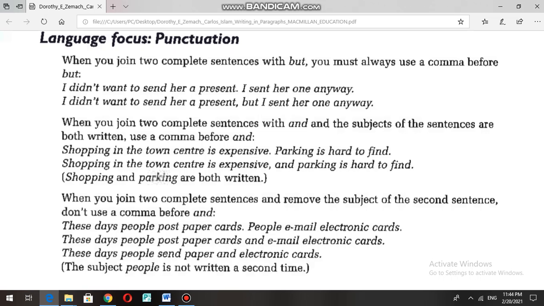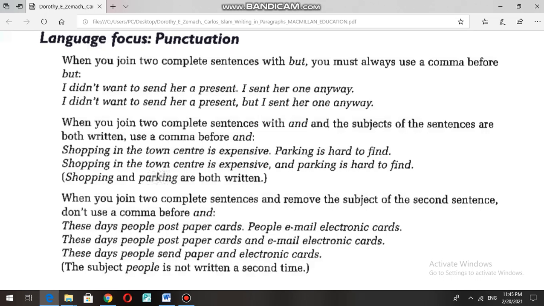Let's see the example. Shopping in the town center is expensive. Parking is hard to find. You see, we have two sentences. The first one is shopping in the town center is expensive. This is the first sentence. The other sentence is parking is hard to find.